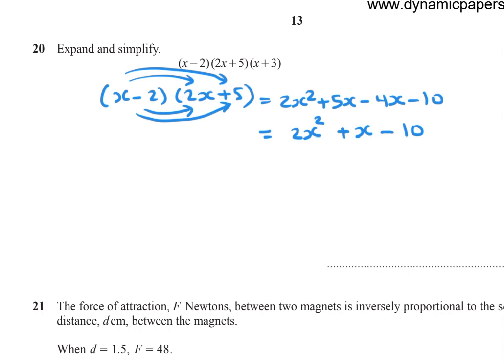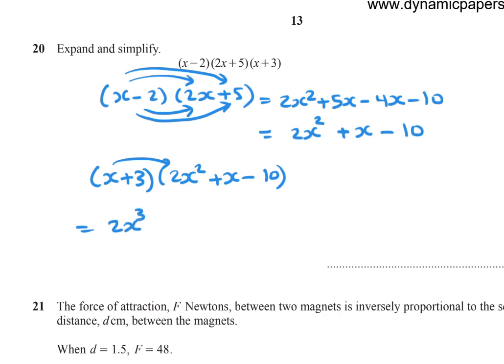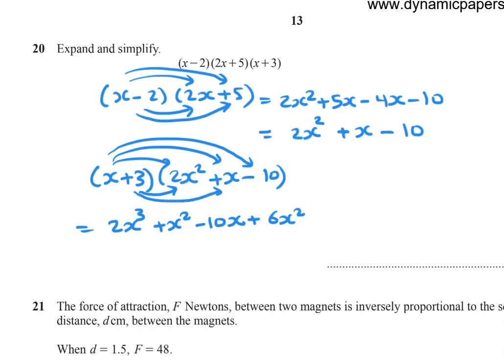Now multiply the answer by x plus 3 times 2x squared plus x minus 10. x times 2x squared, so 2x to the power 3. And now x times x equals x squared. x times negative 10, negative 10x. Same, 3 times 2x squared, 6x squared. 3 times x equals 3x. 3 times negative 10, negative 30.